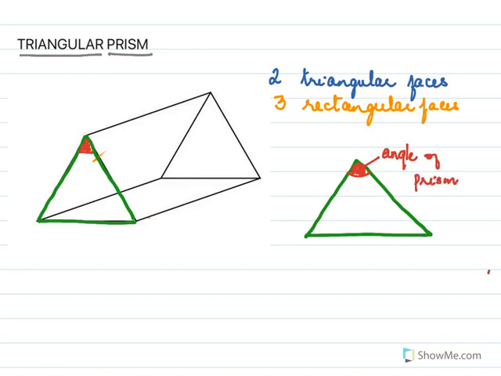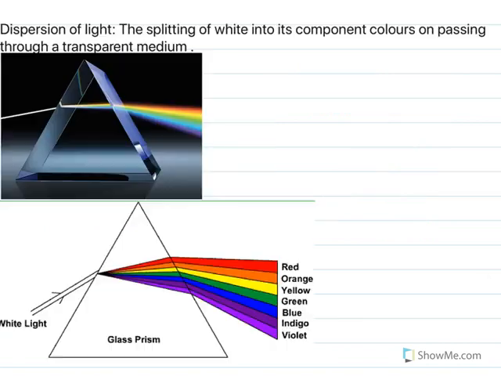So here we learn what is a triangular prism and how we draw it in our books. We draw it just like an equilateral triangle, and we've also learned what is angle of the prism. Here is the angle of the prism, angle between 2 rectangular faces.